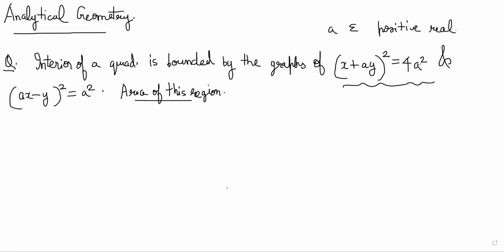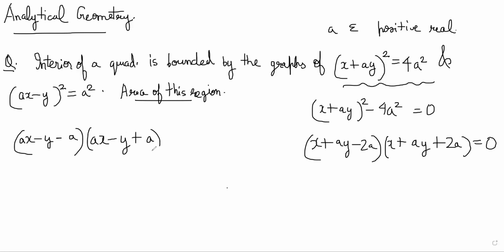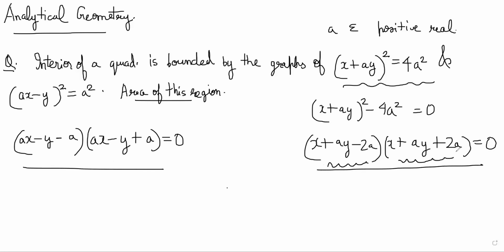If you think about it, this can be written like this, right? (x plus ay) whole square minus 4a square is equal to 0, right? So if you factorize it, you will get (x plus ay minus 2a) and (x plus ay plus 2a) is equal to 0. And here you will get (ax minus y minus a) and (ax minus y plus a) is equal to 0. These are all individually 1 degree equations in x and y.